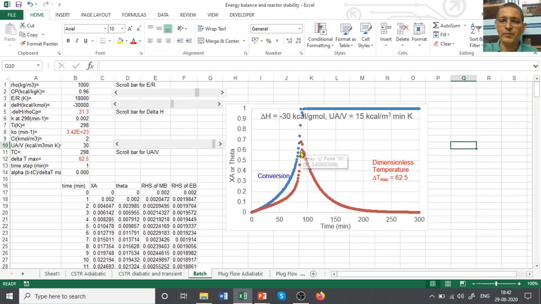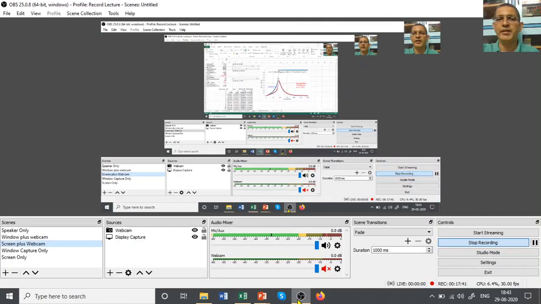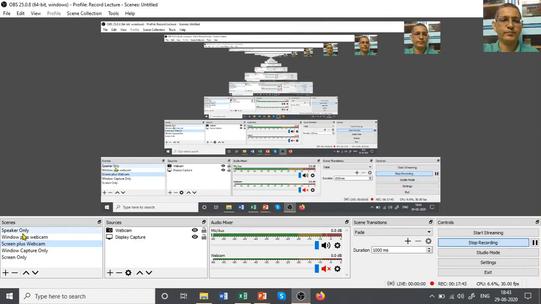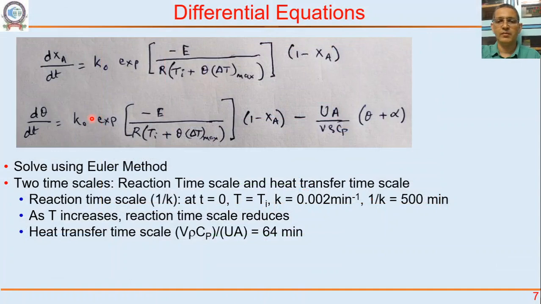But you see this peak, how sharply it is increasing. Within a couple of minutes, it has increased by 40-50 degrees centigrade. That is what we have to be careful about. That is what causes runaway kind of conditions. All these are coming from here, heat generation and heat removal rate.